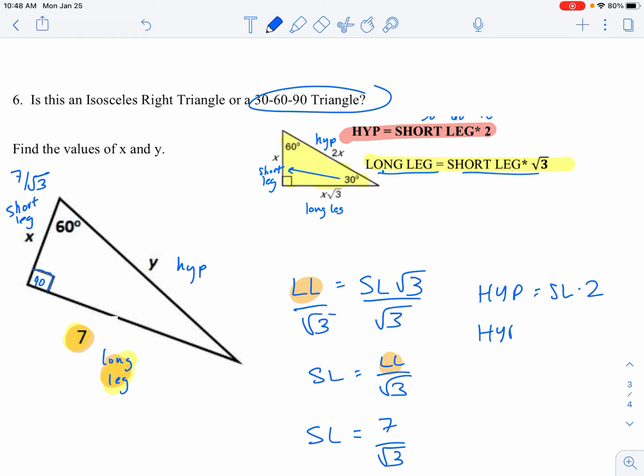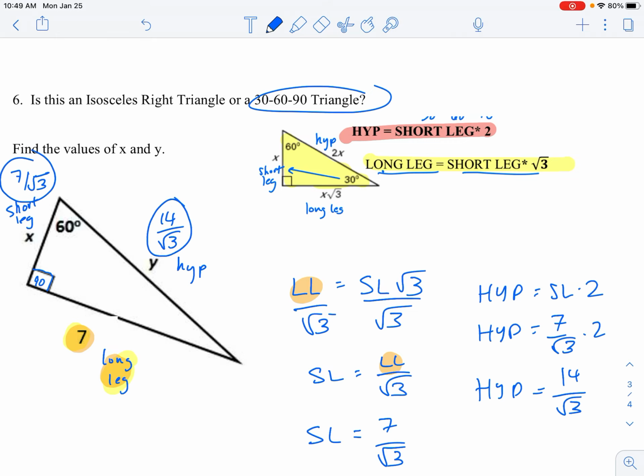Well, I have the short leg. It's 7 over the square root of 3 times 2. So the hypotenuse would be 14 over the square root of 3. 7 times 2 is 14. In physics, we're not quite as fussy as we are in math. In math, they don't like having a radical in the denominator, but in physics, we can roll with it.